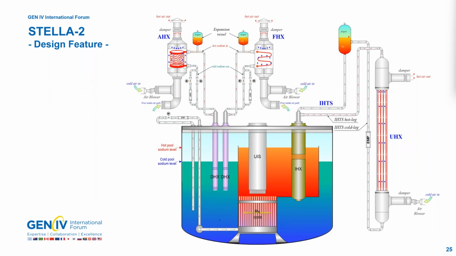Stella 2 resembles the reactor, but there are 3 differences. Can you just click it 3 times to show the red circles? Thank you. Yeah, thank you.